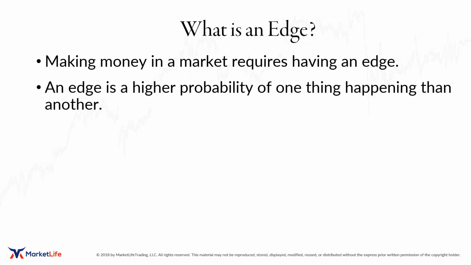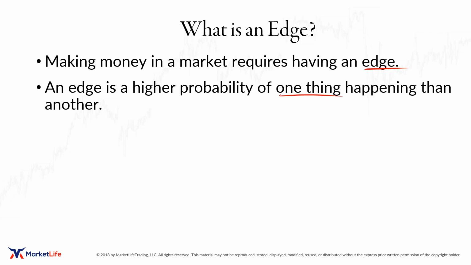Switching gears just a little bit, what is an edge? Well, if we're going to make money in markets, we must have an edge. And what is an edge? An edge is simply a higher probability of one thing happening than another. Now, what is this one thing? We might be, again, thinking first steps very simply. We might think, well, an edge is going to tell us if something is going to go up or down. That is, in fact, one kind of edge. That's a directional edge. We might have a set of conditions that show us there's a higher probability of a market going up or down over some time frame.